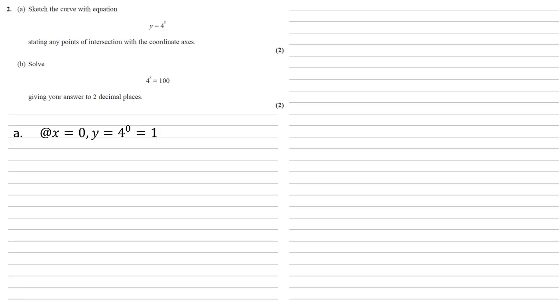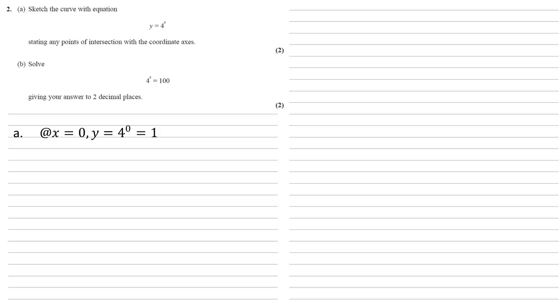So, when x is equal to 0, we know that y is equal to 4 to the power of 0, which is equal to 1. So it's going to cross the y-axis at 1. And anything of the form number to the power of anything can't equal 0 itself, so it's not going to cross the x-axis at any point.